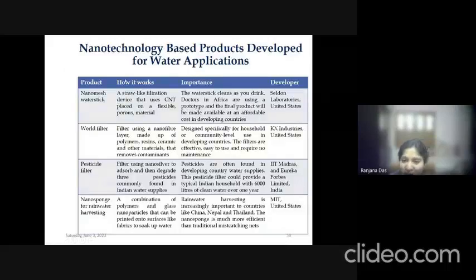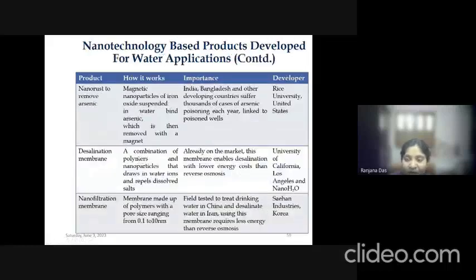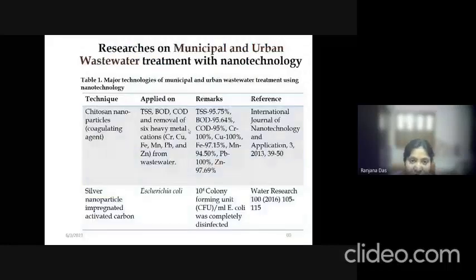And this is the chart that's showing the different setups that have already been developed based on nanotechnology. And in India, IIT Madras and Eureka Forbes have designed the pesticide filter, and also some of the devices are there worldwide. They're developing this type of system for water treatment, not only for the large scale but in situ, that is for individual application. So for individual application, this nanotechnology can be a good solution.